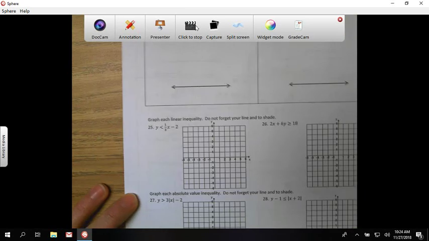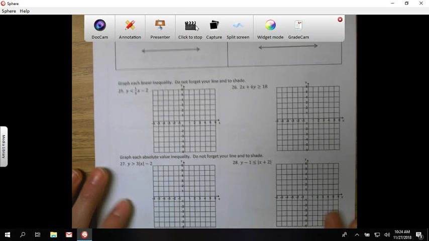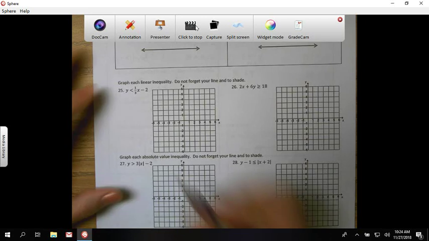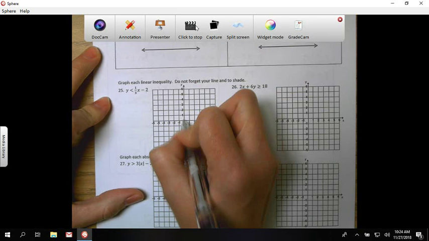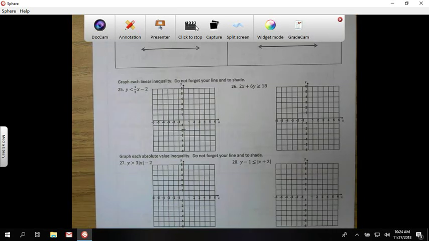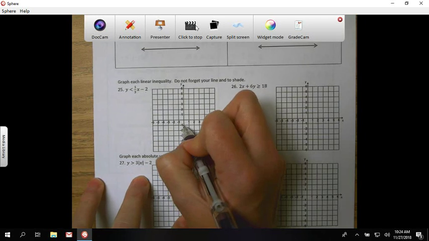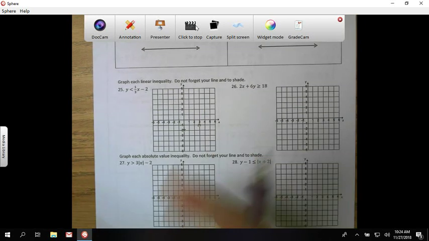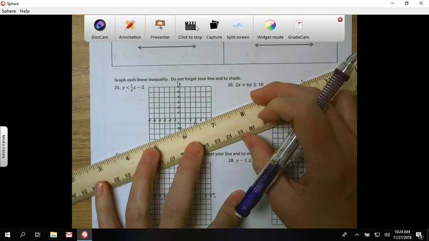Now 25 and 26 are graphing linear inequalities, so these are old problems. We graph the line and then we decide are we shading above or below. So if I look at this one, it has a y-intercept of negative 2. I'm going to start at negative 2. It has a slope of 1/3, which means I'm going to rise 1 and run 3. So I'm going to rise 1 and run 3. Once I have my 2 points, I can go ahead and connect those.